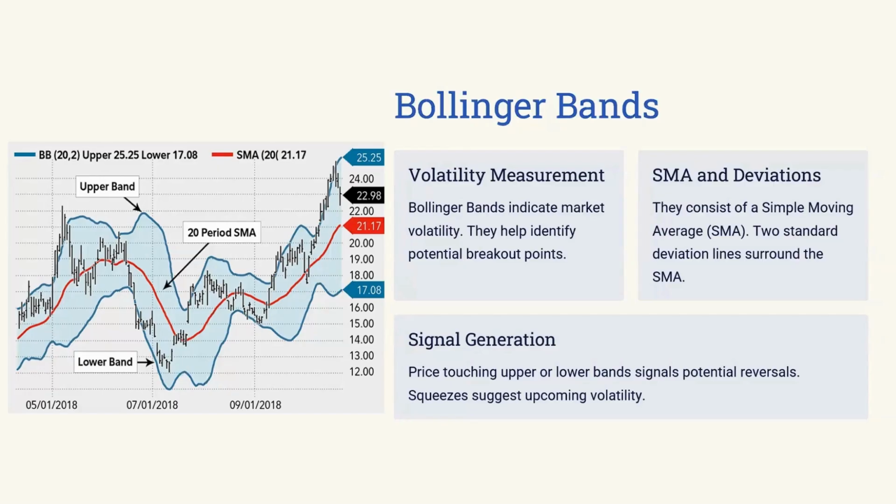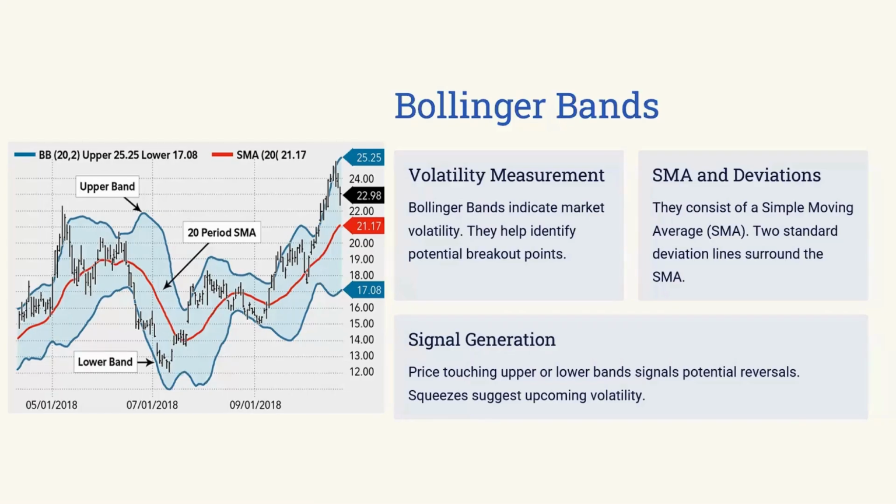Bollinger Bands consist of three lines plotted on the price chart, as shown in the picture: a 20-period simple moving average, SMA, and two standard deviation lines, one above and one below the SMA. It is a volatility measurement that indicates market volatility.